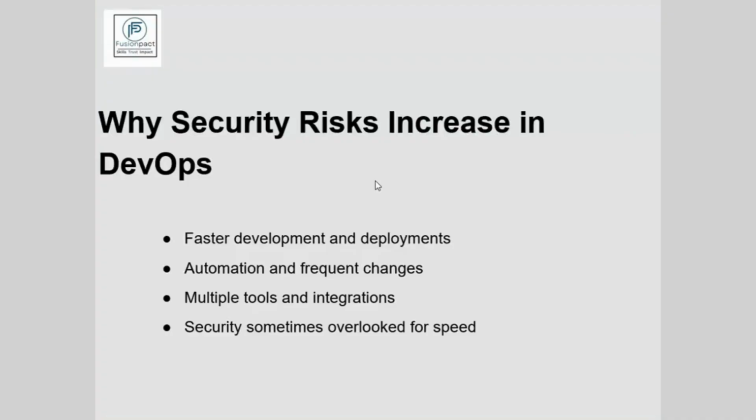Why are security risks increasing in DevOps? They increase due to faster development and deployment. As we see, in DevOps the deployment speed is high compared to the traditional approach, so there is a risk that errors may propagate in the deployments. Also, due to automation and frequent changes, if any configuration value is changed, we will face errors.